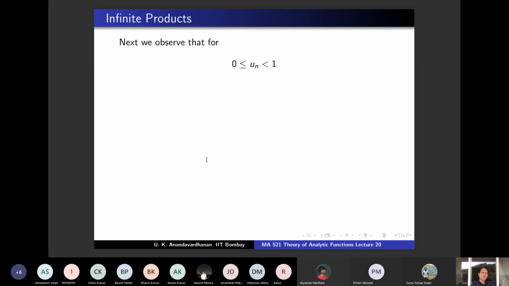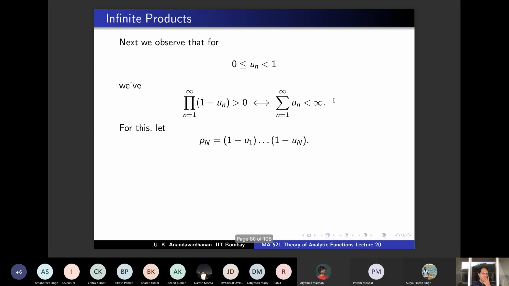One more small observation. Suppose you have non-negative numbers Un strictly less than 1. Then the observation is that this infinite product is strictly positive if and only if summation Un is finite. Why is that? That's obvious. Infinite product is nothing but the limit of the partial product. So take the partial product and observe, because what is given is Un is strictly less than 1, so 1 minus Un is strictly positive. And P1 is bigger than P2. Why is P1 bigger than P2? P1 is bigger than P2 because 1 minus U1, 1 minus U2, etc.